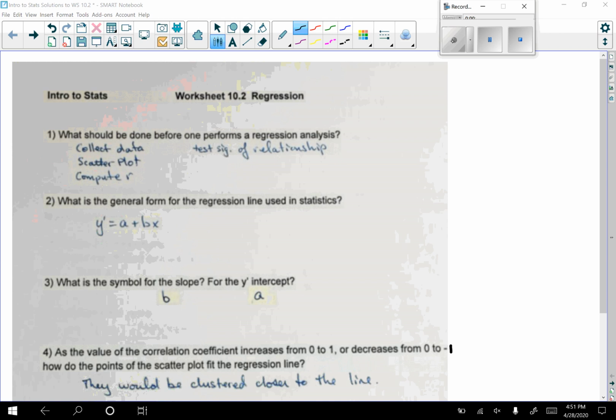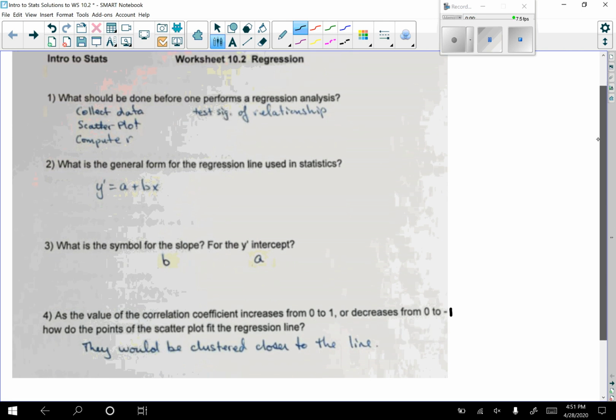And here are the solutions to worksheet 10.2. Just go ahead and read over these. Some of these are very self-explanatory, but I do just want to re-emphasize number 2, that this is just the slope-intercept form of an equation we're using in statistics. Technically, yes, it's y equals mx plus b. Just to remind my calc students, this y prime or y apostrophe is not a derivative.